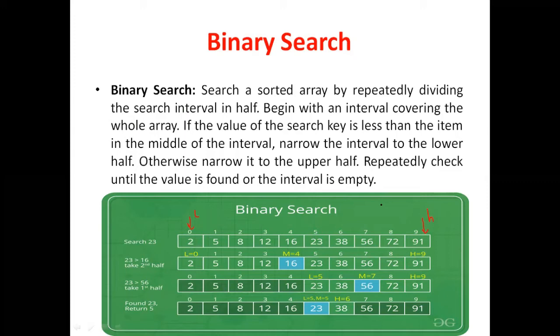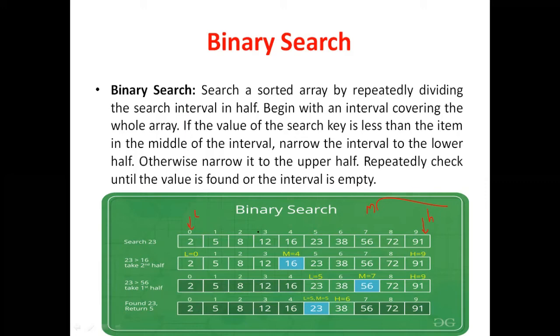Okay, and every time you need to find out the middle element. Always we need to find out the middle element. So mid is equal to low plus high divided by 2. How are we going to find out the middle element? We have to find it by adding low plus high and dividing by 2.